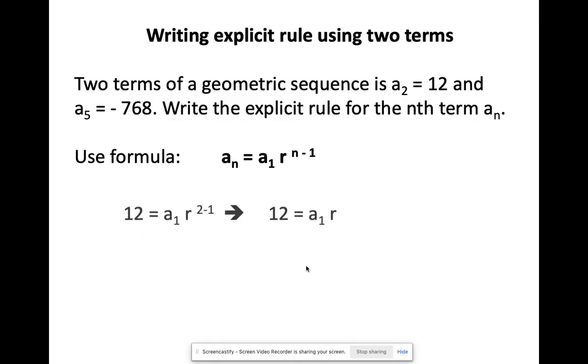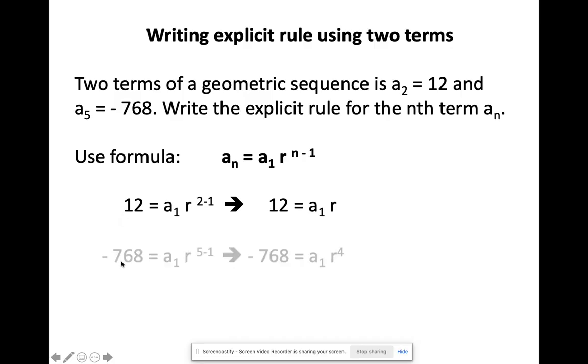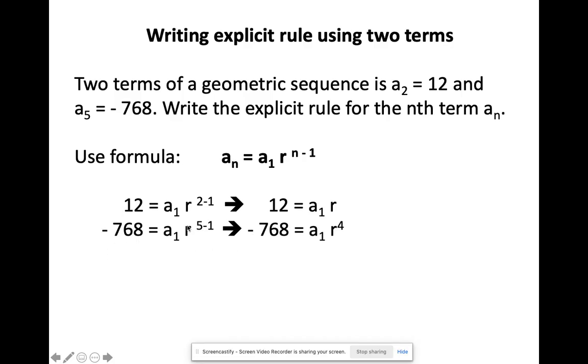So substitute for 12. 12 is the second term, so it's 12 equals a1 r to the 2 minus 1. The 2 is there because it's the second term. Simplifying, 2 minus 1 is 1, so it's going to be a1 r. Now for the fifth term, a sub 5, it's negative 768 equals a1 r raised to the n minus 1. Our n is 5, so it's 5 minus 1. So it's negative 768 equals a1 r to the 4th.